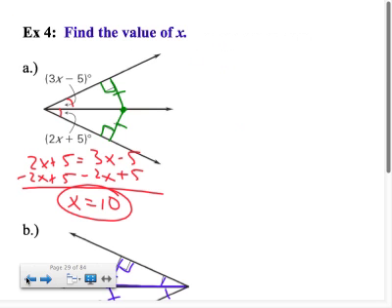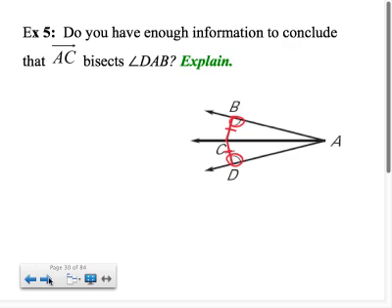All right, so that's all we're looking at here in this section, using the angle bisector theorem and the converse of the angle bisector theorem. Some different ideas, but nonetheless, hopefully you feel pretty comfortable with it.